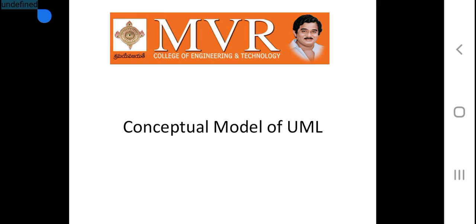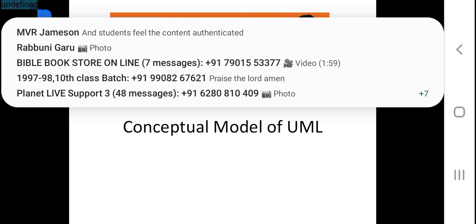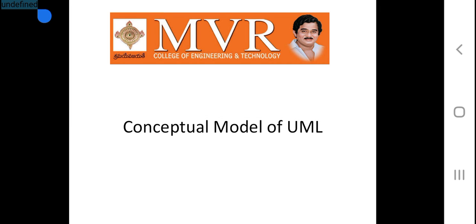A conceptual model of UML. To understand the conceptual model of UML, first we need to clarify what a conceptual model is and why a conceptual model is required. A conceptual model can be defined as a model which is made of concepts and their relationships. A conceptual model is the first step before drawing a UML diagram.